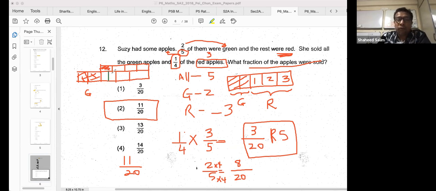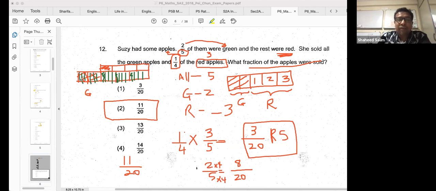I put 4 parts here. I put 4 parts here. I put 4 parts here. So 1/4 is how many? 1 out of 4. See, 1 out of 4. Down here, I can also divide with 4 parts, you know.